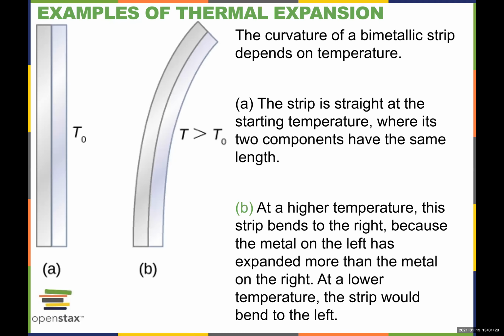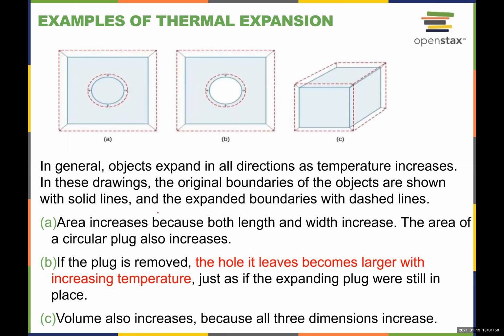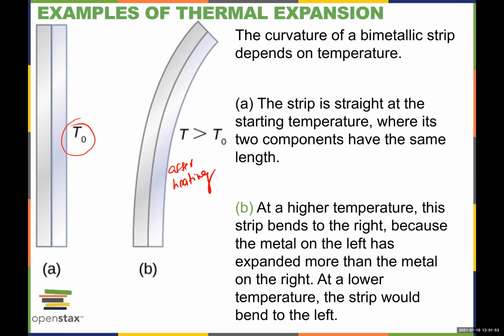For example, if this is a metal strip at temperature T naught, after heating it bends, because these two strips are different materials. So they expand differently. That's how they get curved.